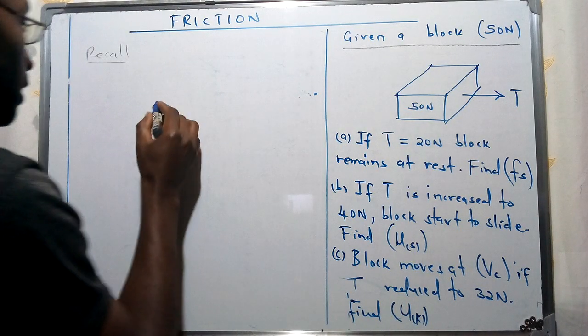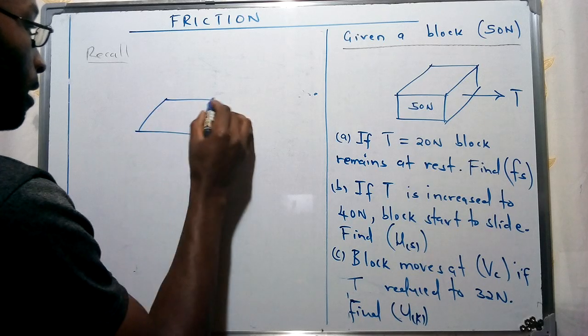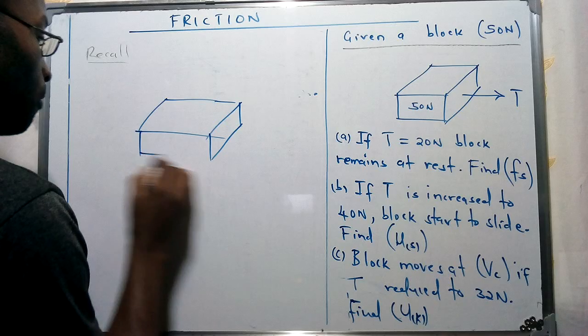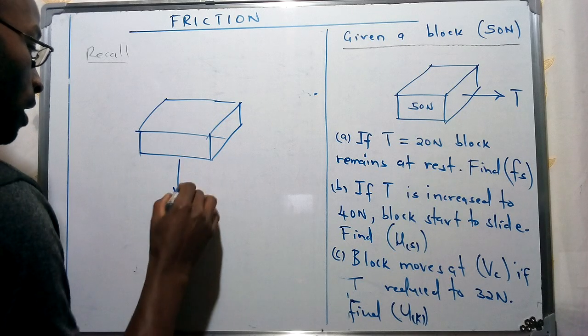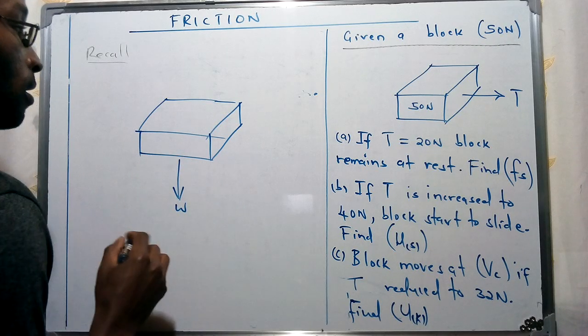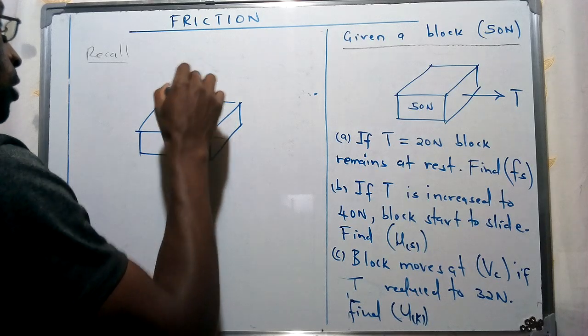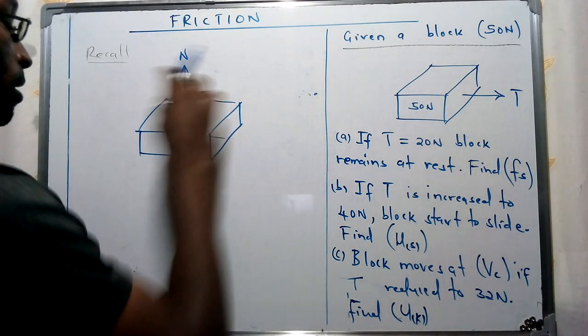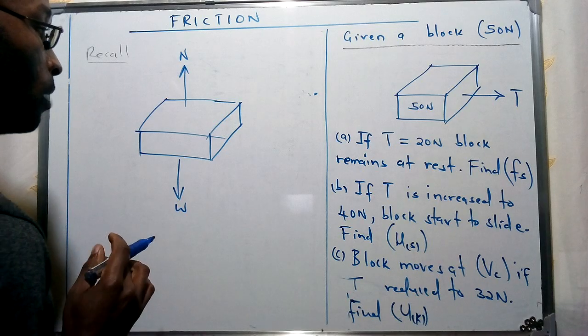So we said that if we have an object resting on a surface, according to Newton's third law of motion, there are two forces acting on this object. One is its weight, and the other is a normal force acting opposite to it. The two forces are opposite but equal in magnitude.